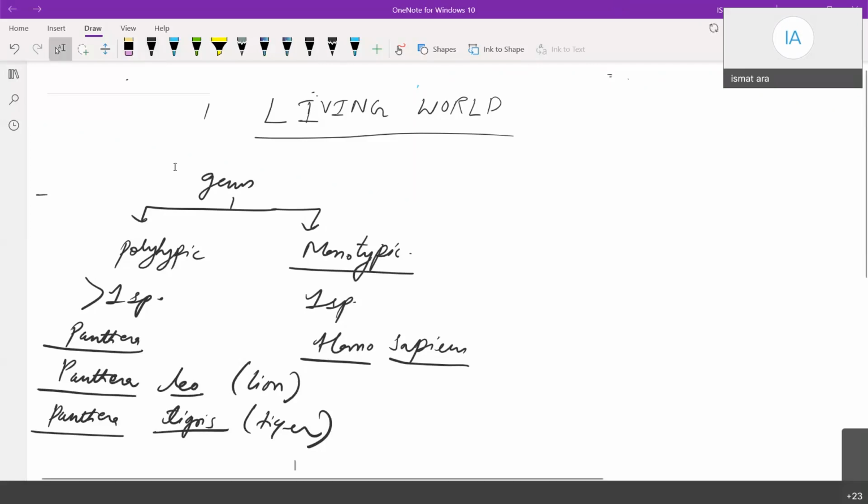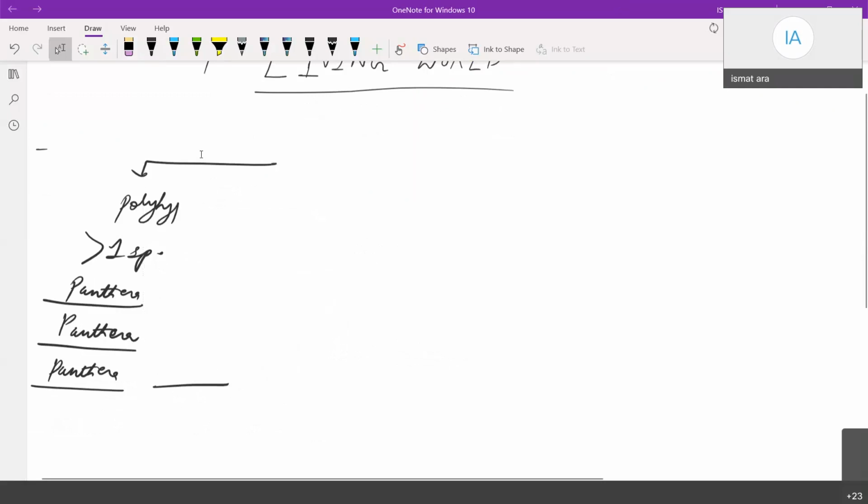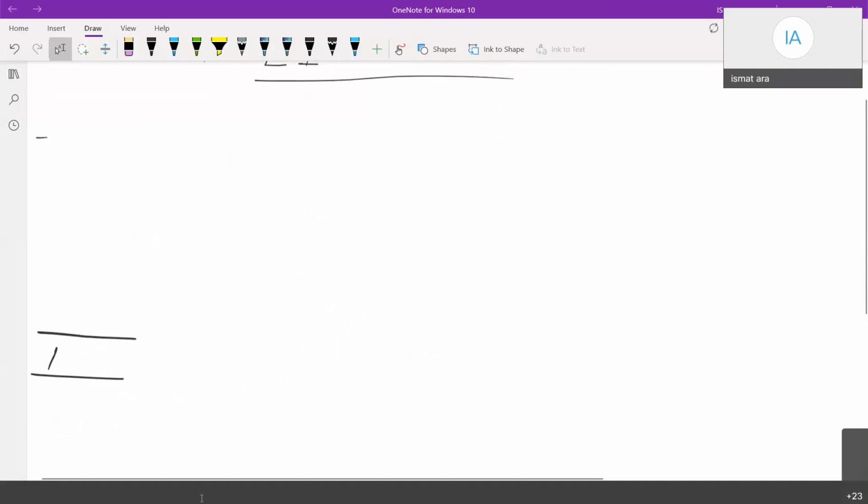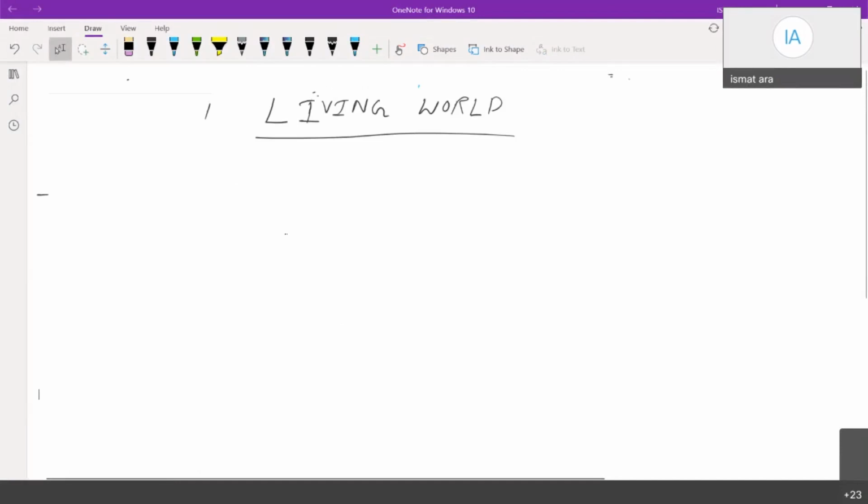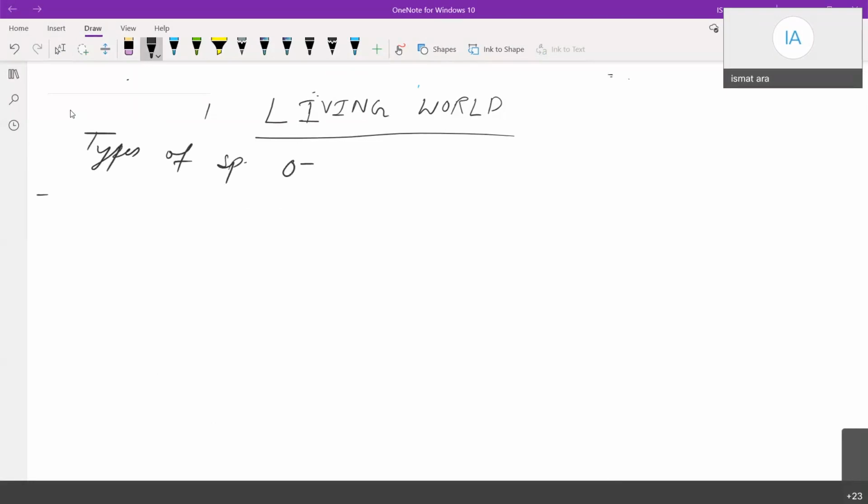Again, some more concepts of species, like the one I have discussed, the biological species concept. Besides this, there are some more concepts of species. Three concepts of species on the basis of geographical isolation. Now, types of species on the basis of geographical isolation. Now, first one, number one, allopatry.